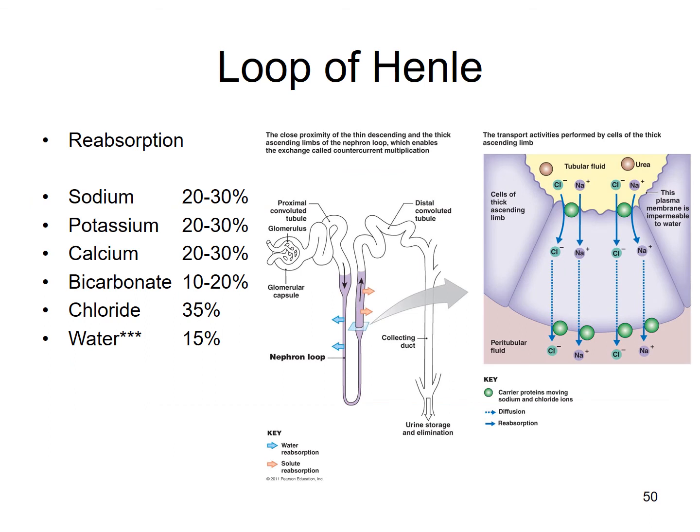Okay, so in the loop of Henle, again, what gets reabsorbed? 20 to 30% of sodium, potassium, and calcium. The remaining bicarbonate, 35% of chloride, and 15% of water.